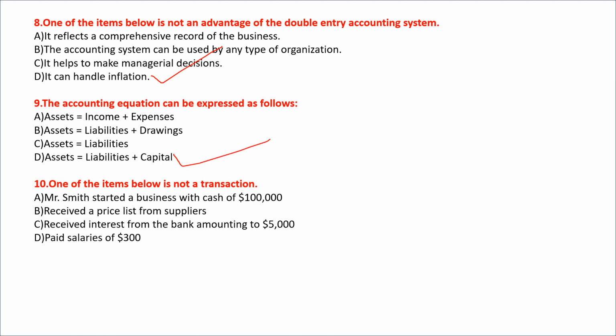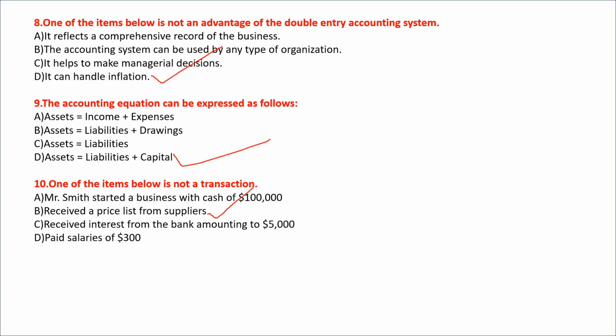Okay, next question is, one of the items below is not a transaction. Let's see the options: Mr. Smith started a business with cash of $1 lakh. Option B, received a price list from suppliers, received interest from the bank amounting to $5,000 and paid salaries of $300. Okay, so the right answer will be option B, received a price list from suppliers.